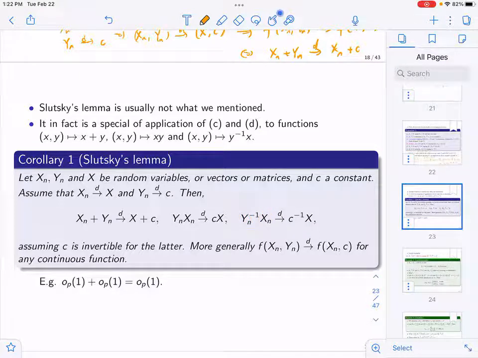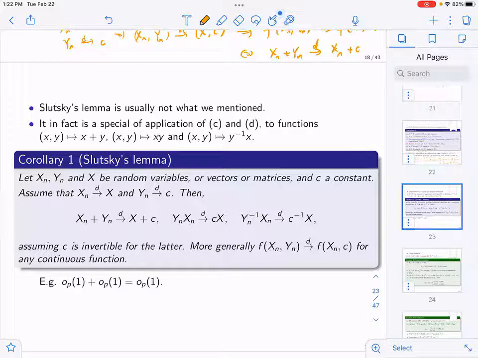So this is what you would like to do. If I have Xn and Yn and I want to replace Yn with the constant limit, you can just do this. This allows you to replace, let's say, Xn plus Yn, replacing Yn with C, the limit. This is what you would do in a calculus course. So this is telling you that these are valid for convergence in distribution.